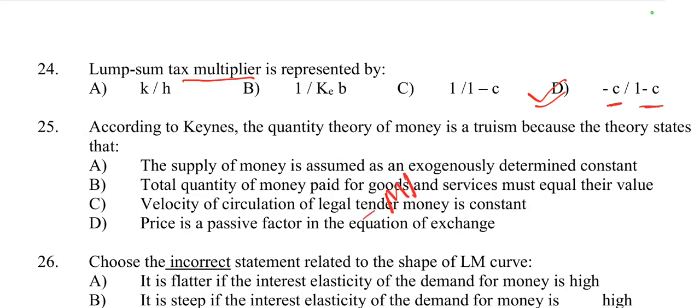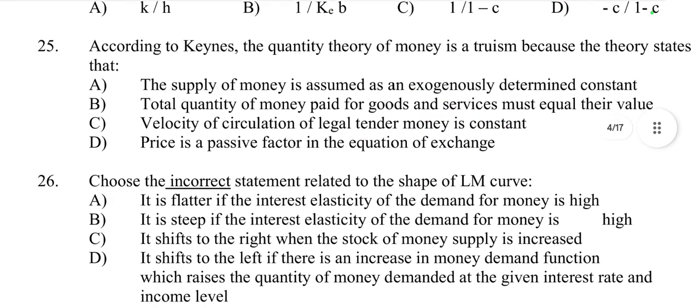It is represented by minus MPC by 1 minus MPC. Lump sum tax multiplier. What is the lump sum tax multiplier? In the context of Keynesian economics, the lump sum tax multiplier formula is derived from the overall multiplier effect, where C represents the marginal propensity to consume, and the formula reflects how changes in lump sum tax affect overall economic output. So here option D is right according to the lump sum tax multiplier.